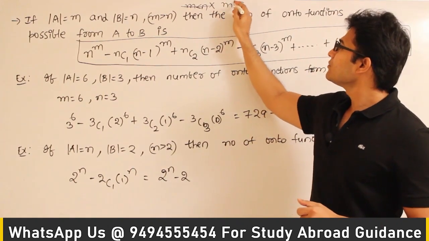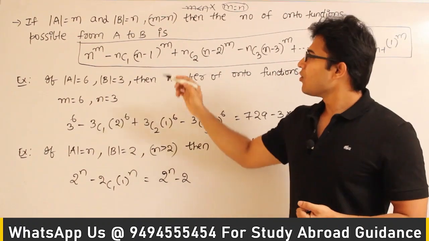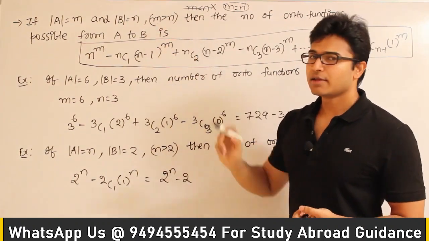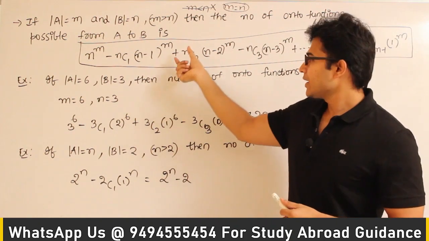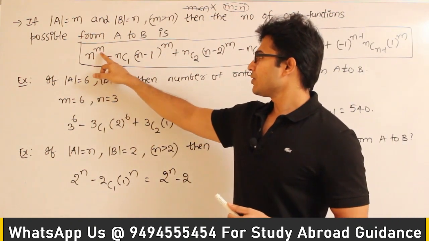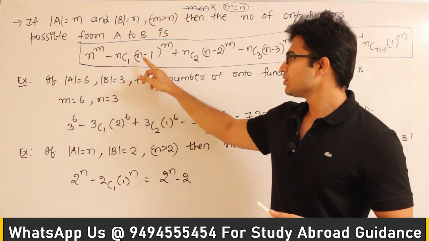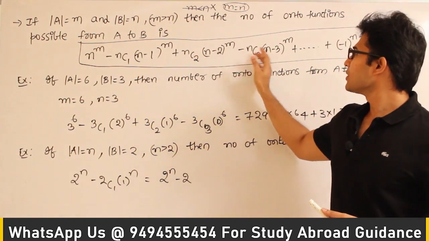Now we have just seen that when m equals n, it is either m factorial or n factorial. Now the other case remaining is m greater than n. So when m is greater than n, the number of onto functions possible can be derived from this formula. Look at the formula: n power m minus nC1 into (n minus 1) power m plus nC2 into (n minus 2) power m, and so on.